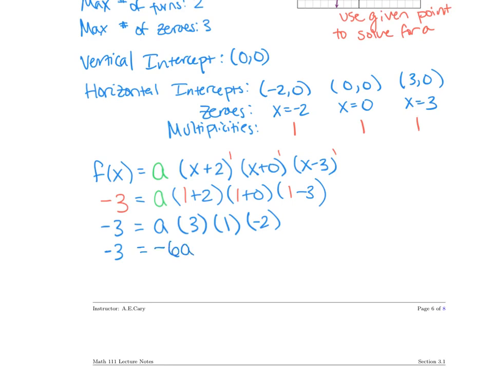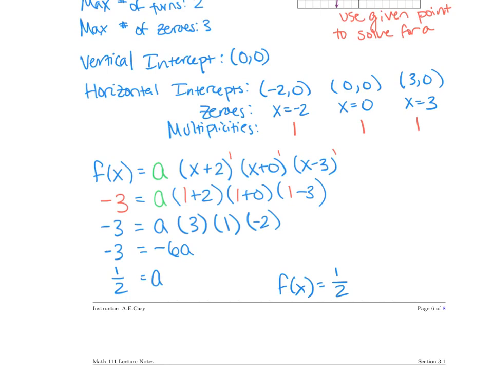And then once I divide both sides by -6, I'm going to get that a is equal to 1/2. So I've been able to solve for my a value, but I'm not going to stop here. I want to rewrite my full equation, and there's a few different ways you can do this. So I'm going to write f of x is equal to 1/2, that's my a value.